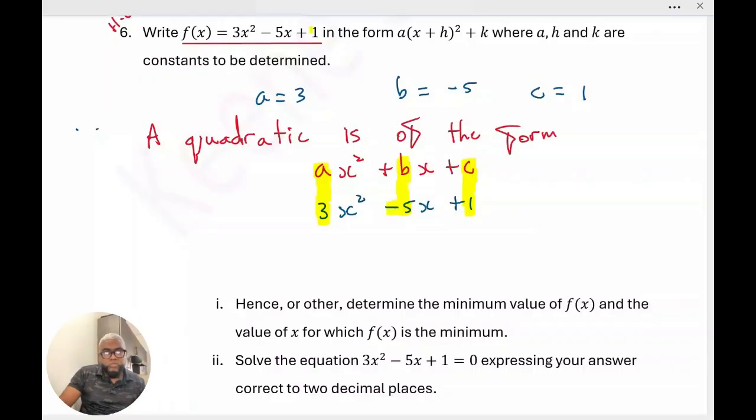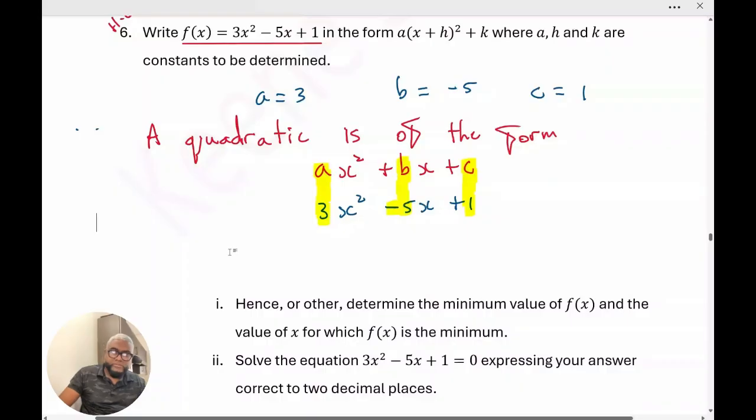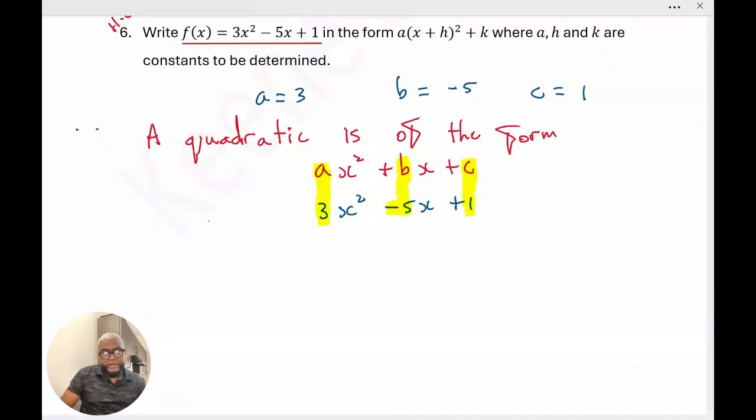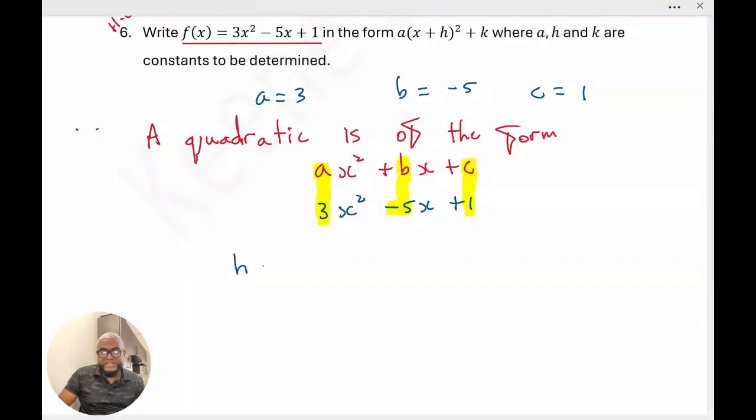Right, let me work. A would be equal to, oh God, I don't write already. Let me write this over and over again. Right, so there we go. We need to find h and we need to find k. What is h? h is equal to? Excellent. What is k?